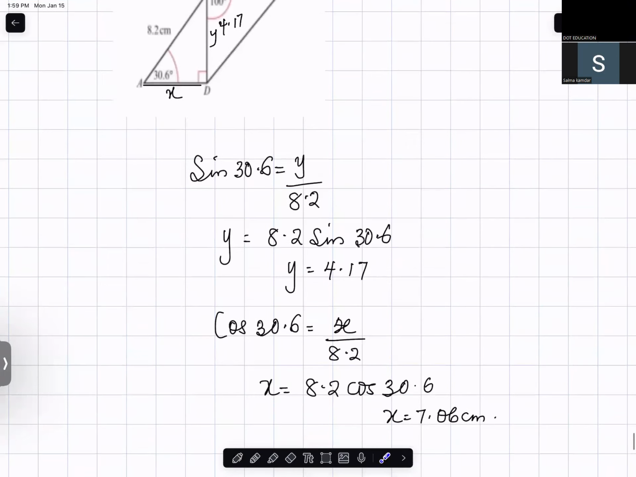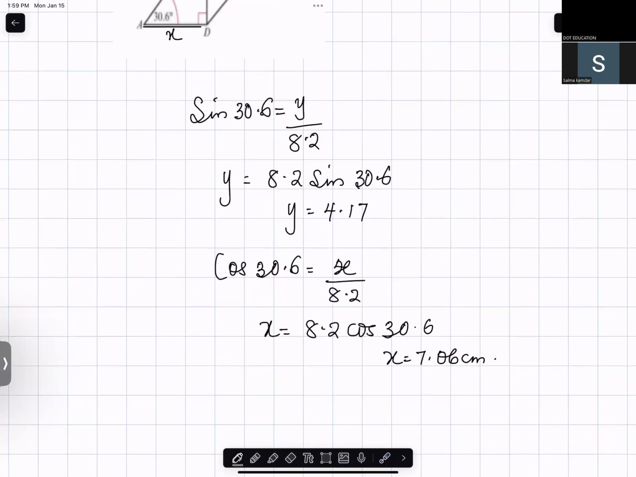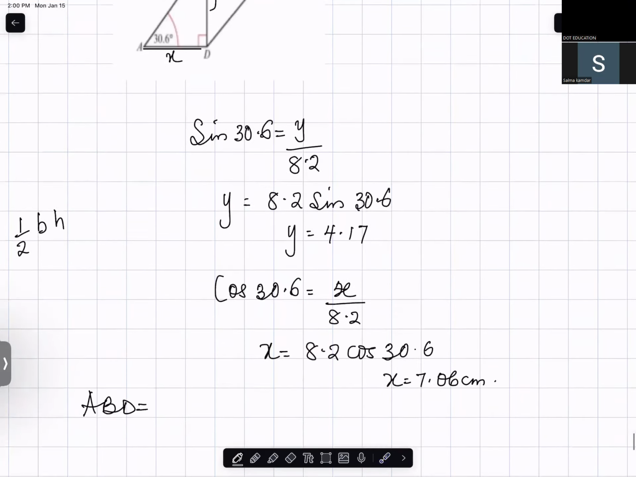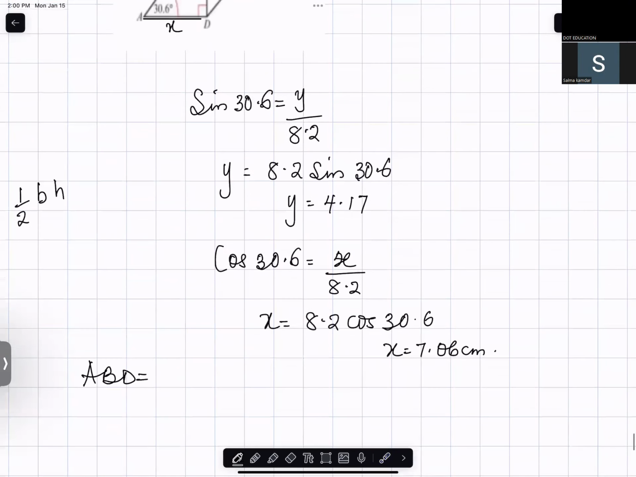So I'll start with area of triangle ABD. Normally we know that area of the triangle is half times base times height. But this is half of the triangle, so I'm going to remove the half. I'll just do base multiplied by the height. So our base is 7.06 times 4.17. That gives 29.44 cm squared. That is area of triangle ABD.